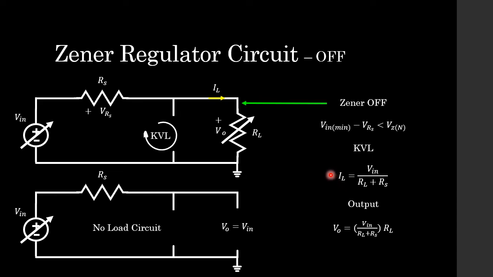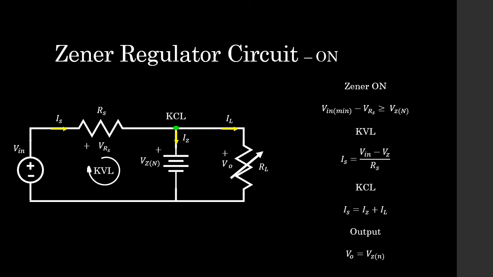And now that we have our current IL, we can determine our output voltage, Vout, is simply Vin over RL plus RS multiplied by RL. And we know that this is simply a voltage divider. Now next, students, if we look at what is called the no load circuit, so we throw out this load resistor completely and we take our multimeter and we measure what is the voltage between these two terminals, we'll simply see that our output voltage is equal to our input voltage for our no load circuit.